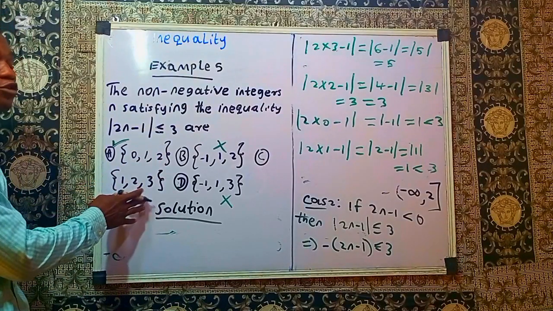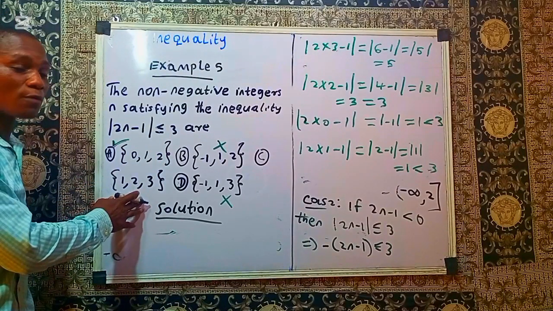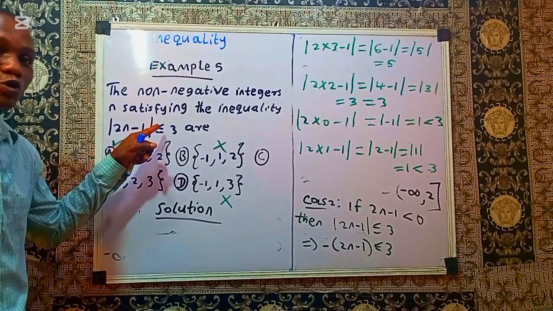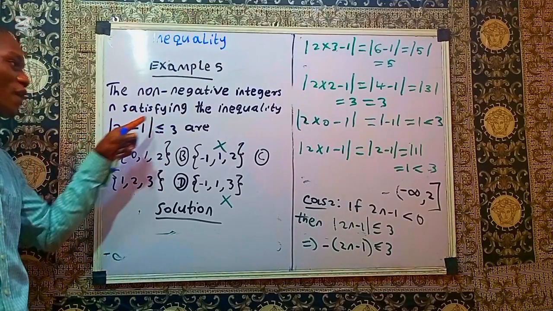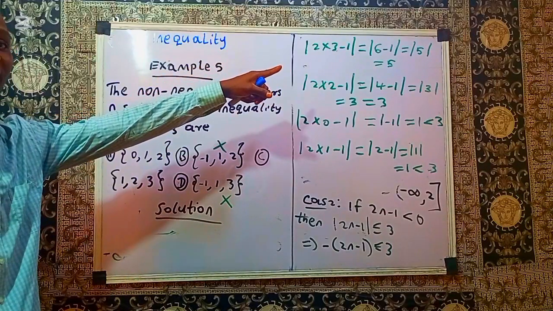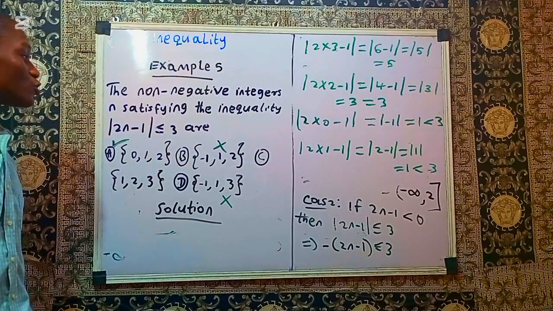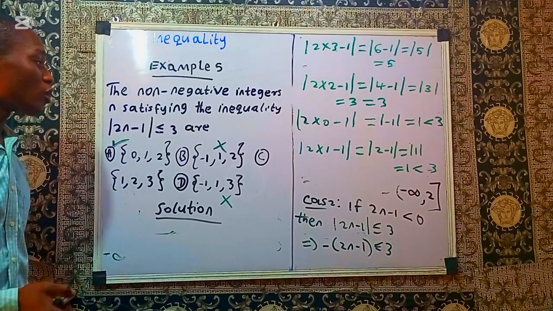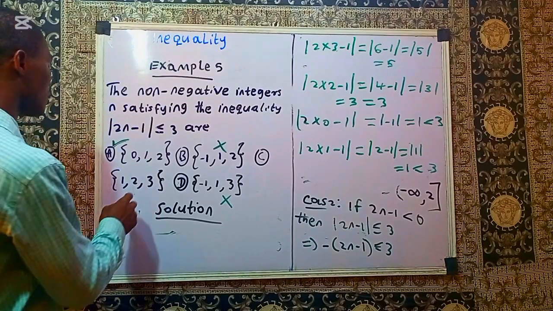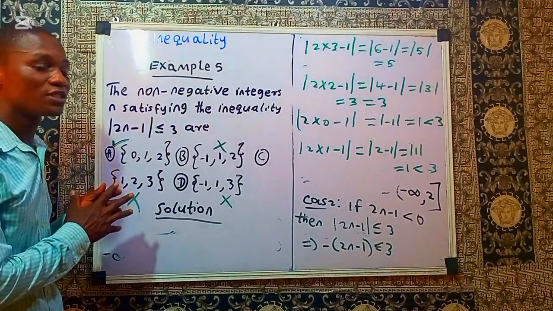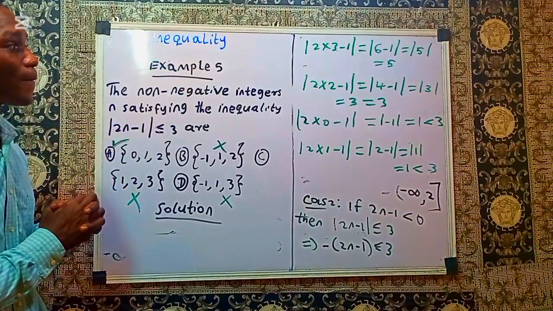So this makes option C the wrong option, because the result we are supposed to get should be either equal to 3 or smaller than 3, since we have less than or equal to 3. But the result we got there is 5, and 5 is bigger than 3. So the only correct option is option A. This is how you can do it for objective settings.